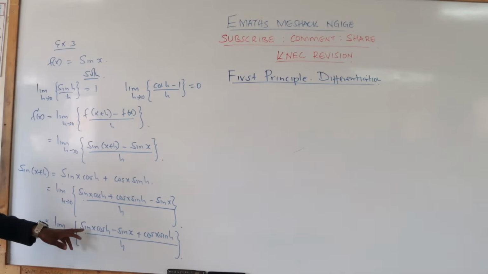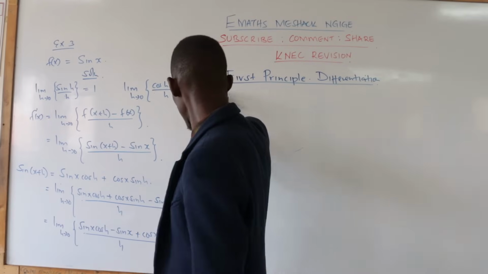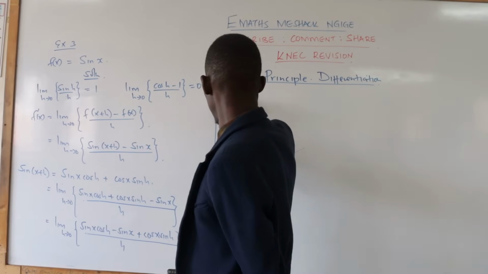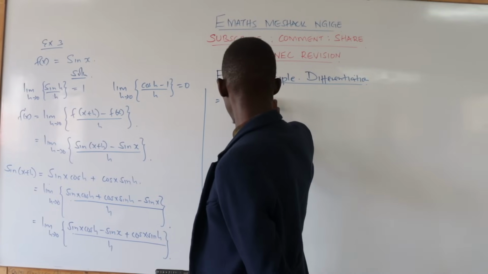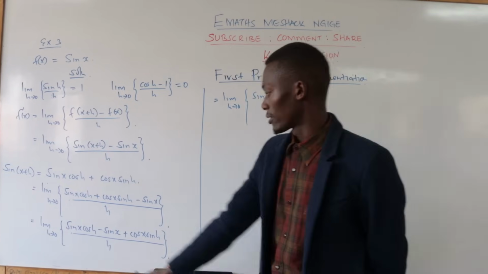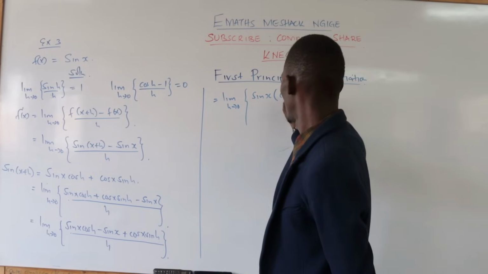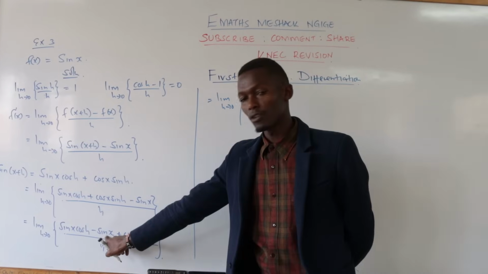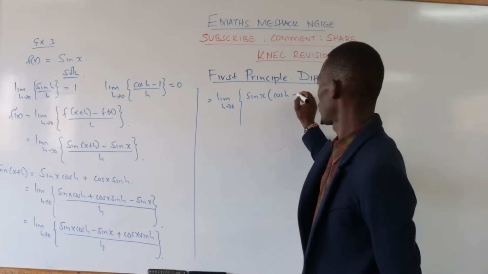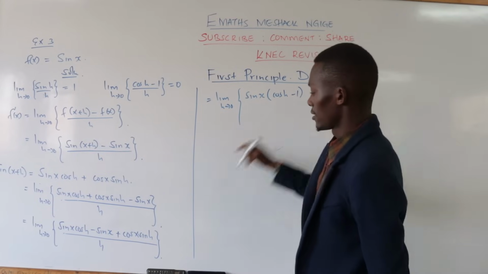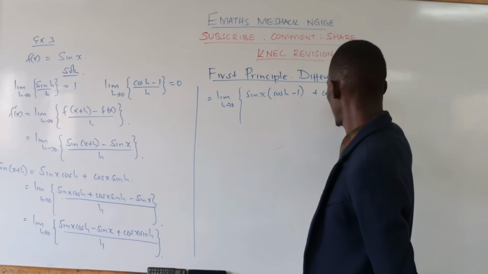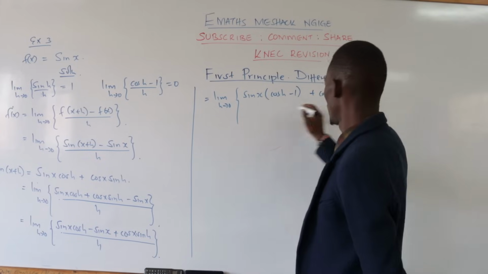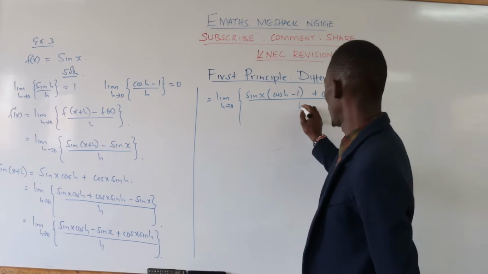So then from there, factor out your sine of x from this. So we shall have the limit as h tends to 0. Then we have sine of x is common. So what do you remain with? Cos of h. Then since you have removed the sine of x, so you have what? Minus 1. Okay. Then we have this term, then plus cos x sine of h, then all over h.